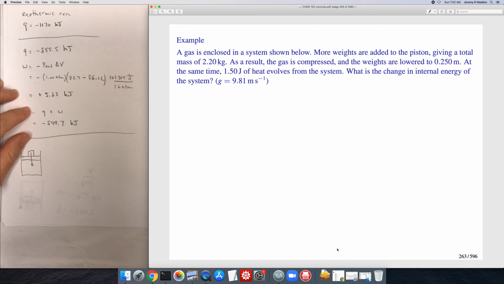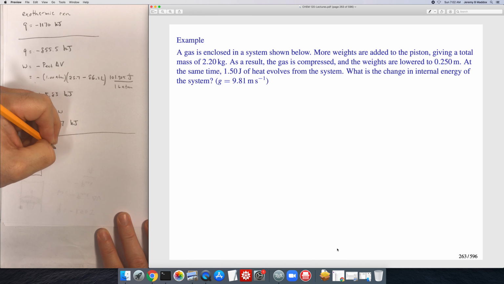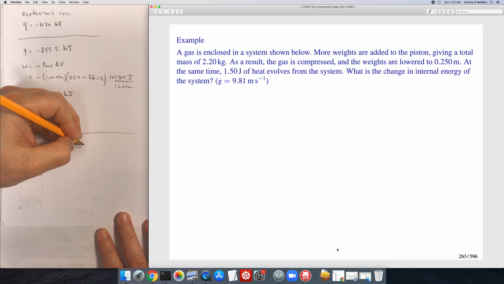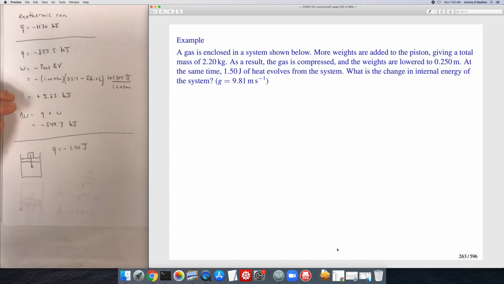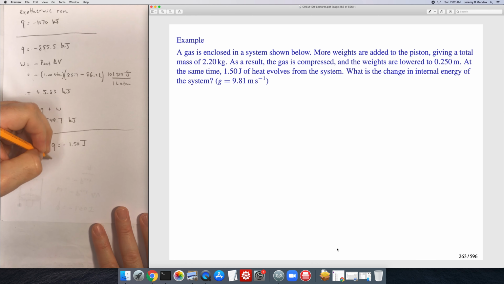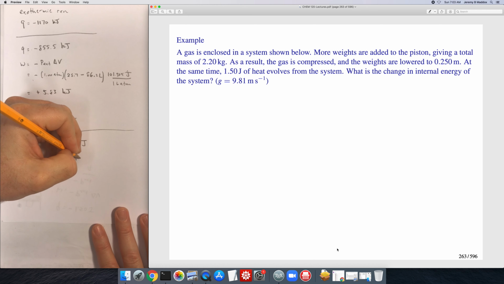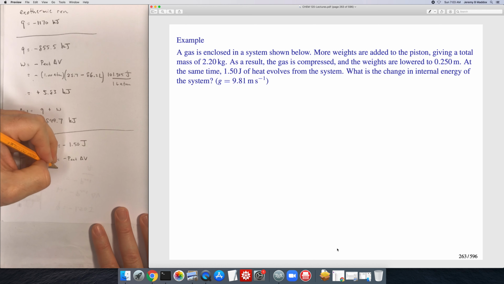work that's done, and they say that as the compression occurs, the system evolves 1.5 joules of heat. So we know that the heat is minus 1.50 joules. They want us to calculate the work. And so here, this is where the physicsy part comes in. So work is minus the external pressure times the volume change.